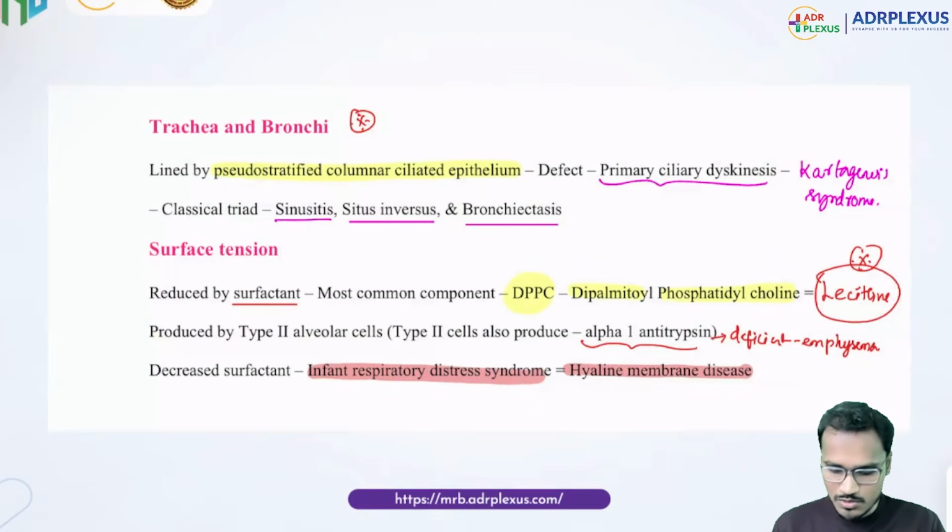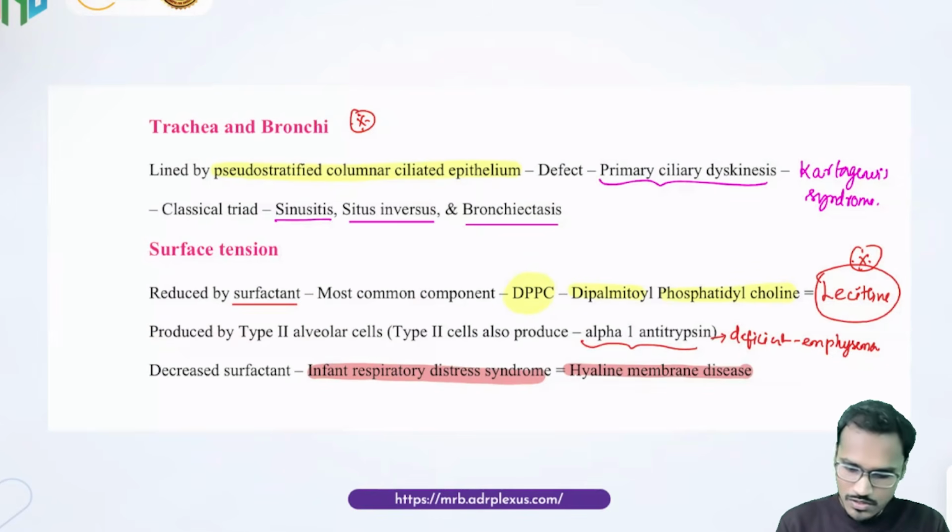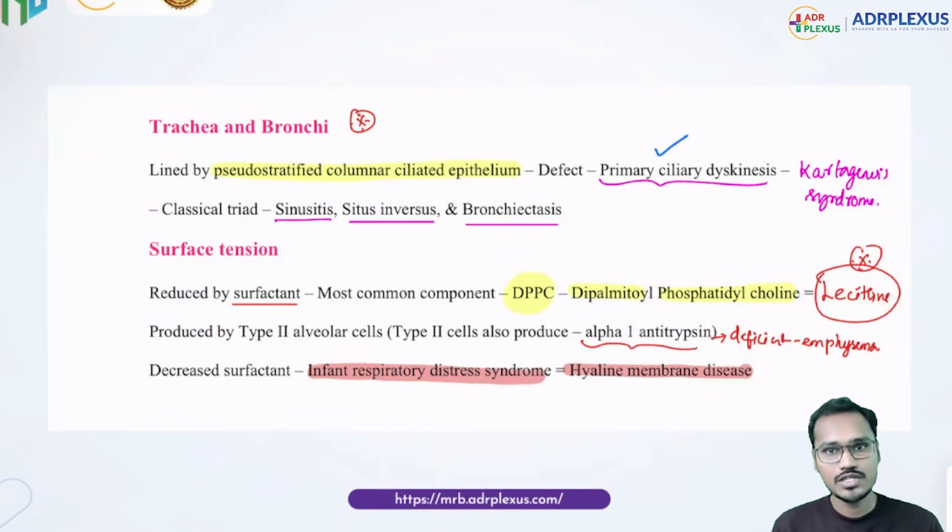When we discussed Kartagener's, we had said it is a primary ciliary dyskinesia, so ciliary motility is affected. The meaning itself is that ciliary motility is affected. The classical triad was not asked there. The classical triad is sinusitis, situs inversus, bronchitis. But again sperm motility will be affected because that too is like a ciliary motility.